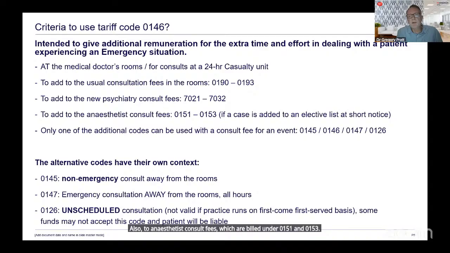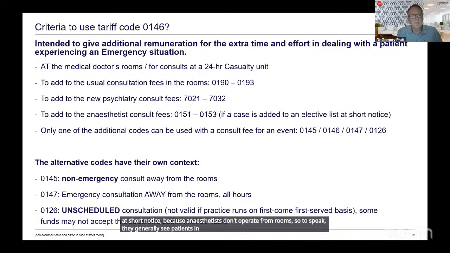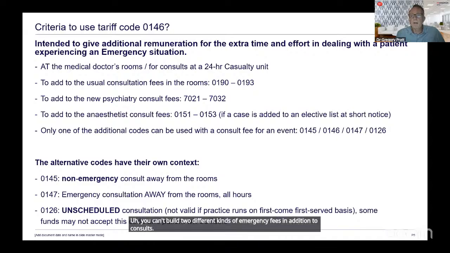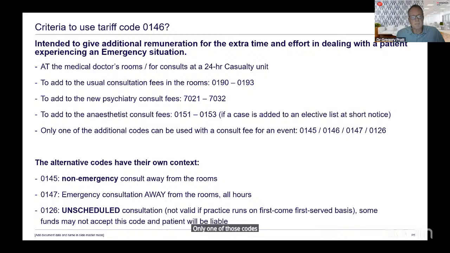And that's typically where a case has been added to an elective list at short notice, because the anesthetists don't operate from rooms, so to speak. They generally see patients in the hospital already. One of these additional codes can only be used with a consult fee for an event, and this has been mentioned before. You can't bill 2 different kinds of emergency fees in addition to consults. Only one of those codes will be applicable.